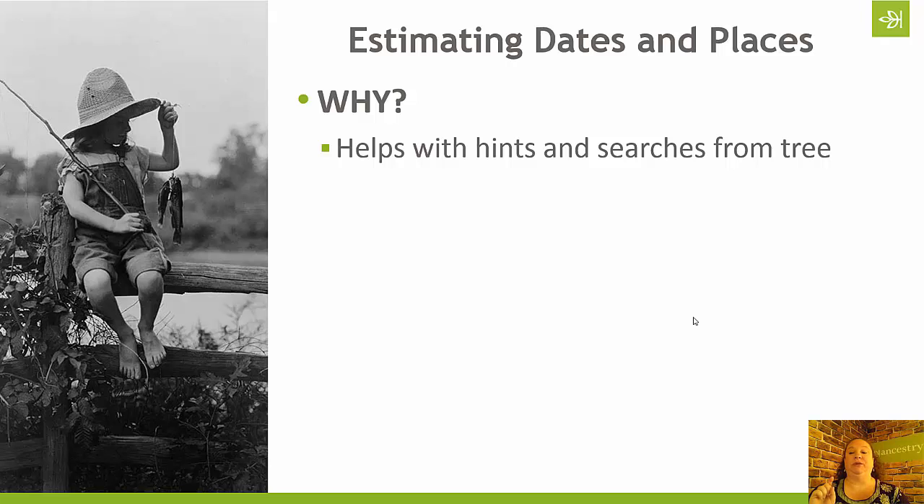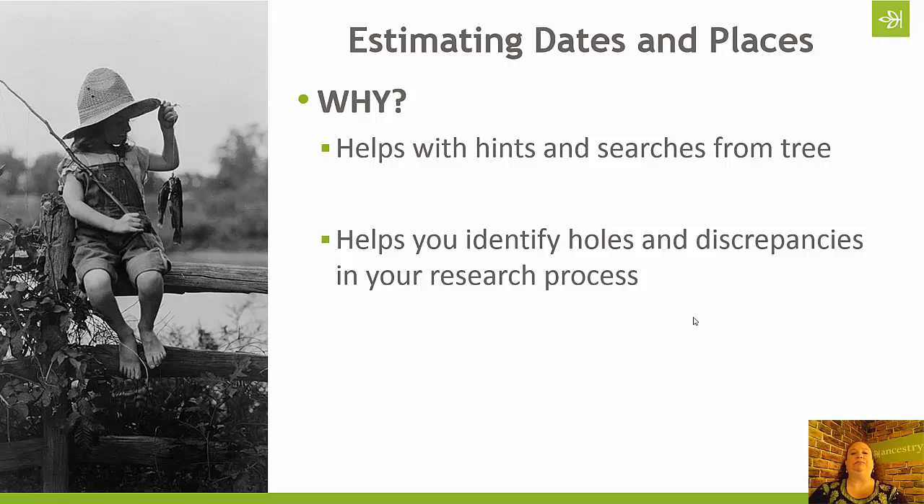It also helps when you're doing searches from your tree. If you have no dates or places, if all you're searching for is a name, sometimes the amount of data that comes back can be overwhelming. But if, for example, you know this person's never left the United States, even just giving it a birth location of United States can help narrow down your search results so that you can have a more reasonable group of search results to work with. If you know, for example, that a person's child was born in 1850, you're not going to be looking for birth records for the parent in the 1750s. So again, estimating can help you narrow down your pool of search results.